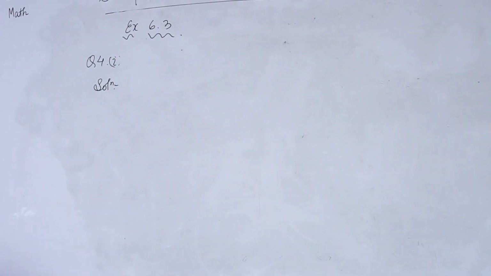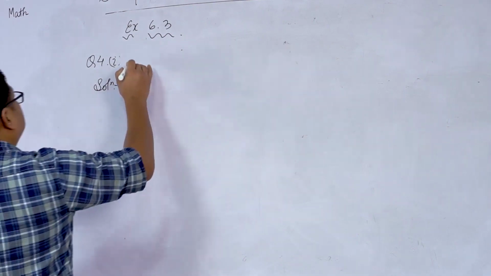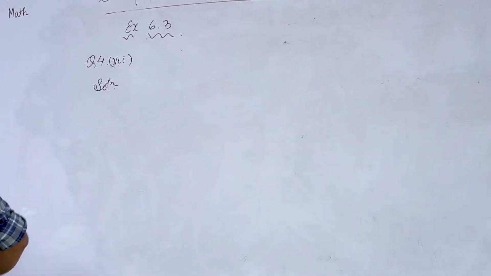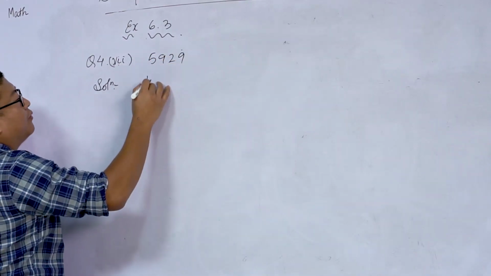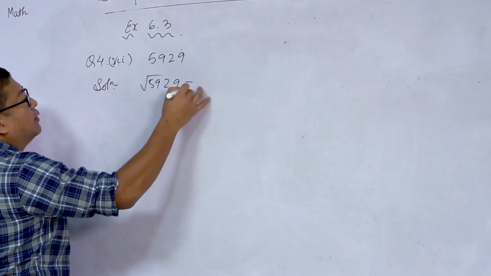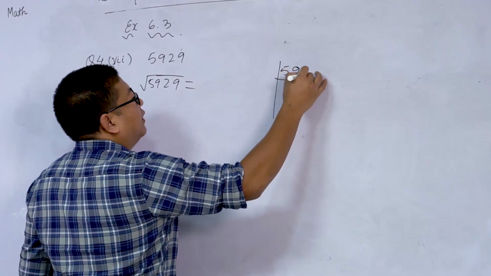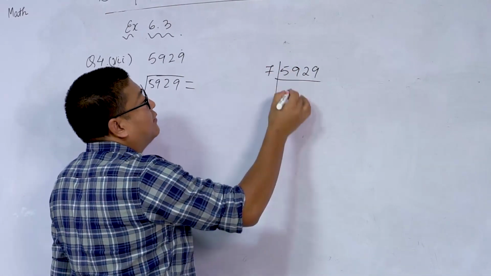Now here, I will not be doing that much since all the methods used are the same but with different numbers. So we will go for one more number, question number 7 maybe. 5929. Square root of 5929. So for this we will start with 7.